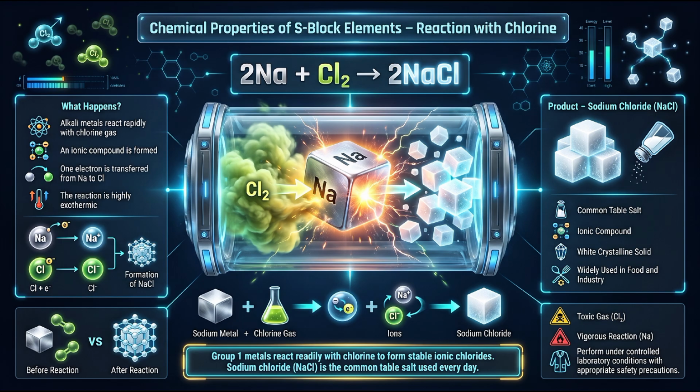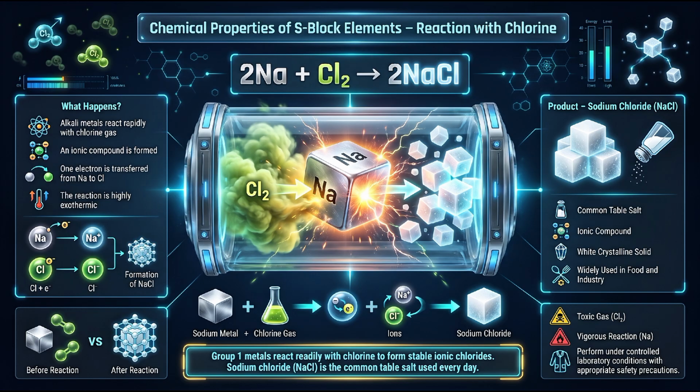When sodium and chlorine come into contact, sodium immediately transfers its outermost electron to chlorine. The image clearly illustrates this electron transfer. It shows sodium changing into a Na+ ion after losing one electron, while chlorine changes into a Cl- ion after gaining that electron. This transfer of electrons is the fundamental process responsible for the formation of sodium chloride.